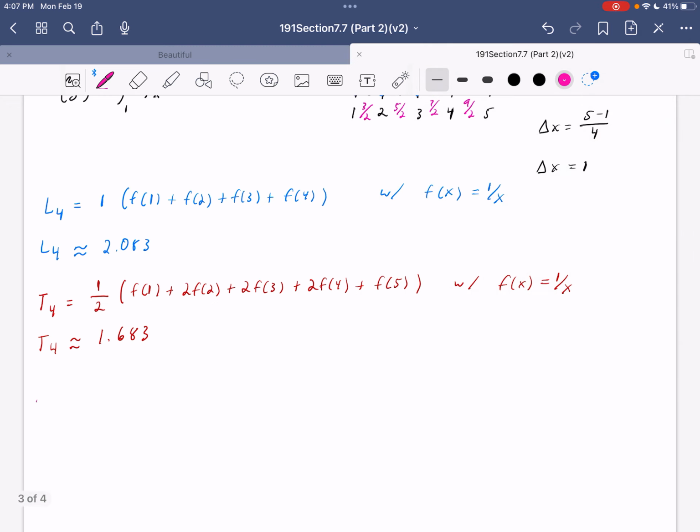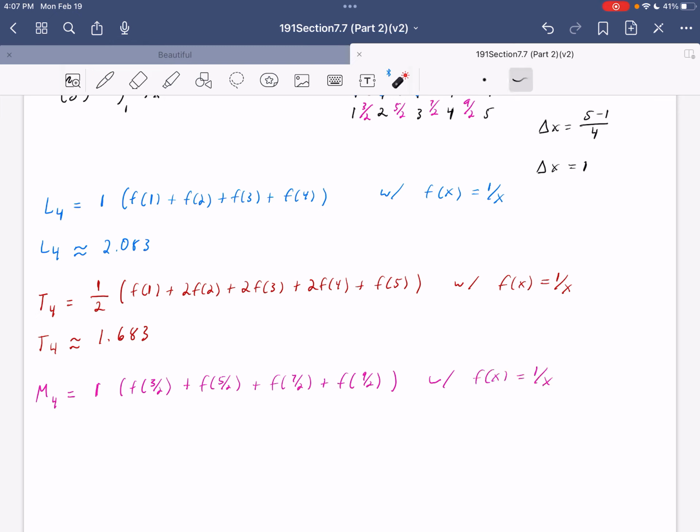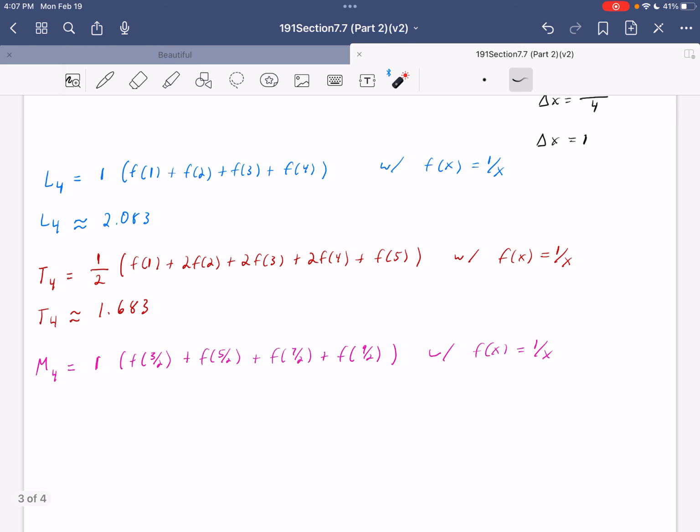So M4 here. M4 uses delta x, so it's just going to be 1 times f of 3 halves plus f of 5 halves plus f of 7 halves plus f of 9 halves. And again, that's with the function f of x equals 1 over x. Remember all of this, right? The reason we're just mentioning this is because it's a good reminder that you don't need to know the antiderivative for the function. That's the whole point here, right? We can do this just knowing the function itself. We do know an antiderivative for 1 over x, but we don't need to do these approximate integrations.